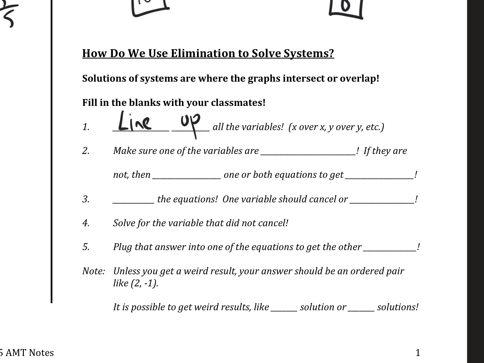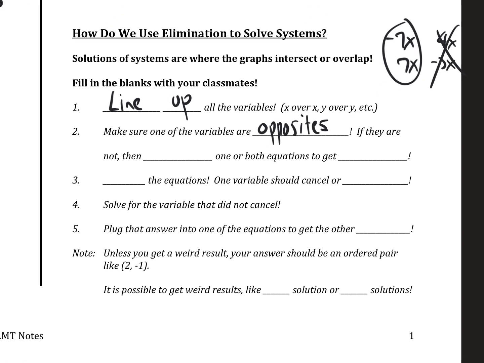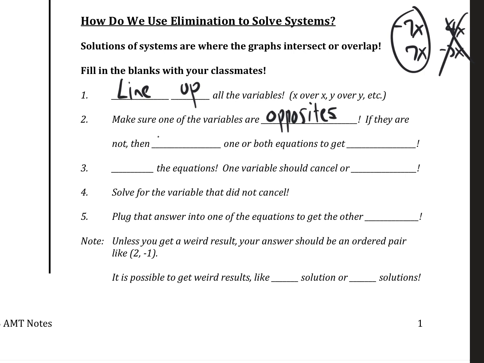Number 2, we need to make sure one of the variables are opposites. What does opposites mean? If you had, for example, negative 7x and 7x, these would be opposites. If you had 4x and negative 3x, these are not opposites because they're not the same exact number with opposite signs, okay? If they are not opposites, then you're going to multiply one or both equations to get opposites.